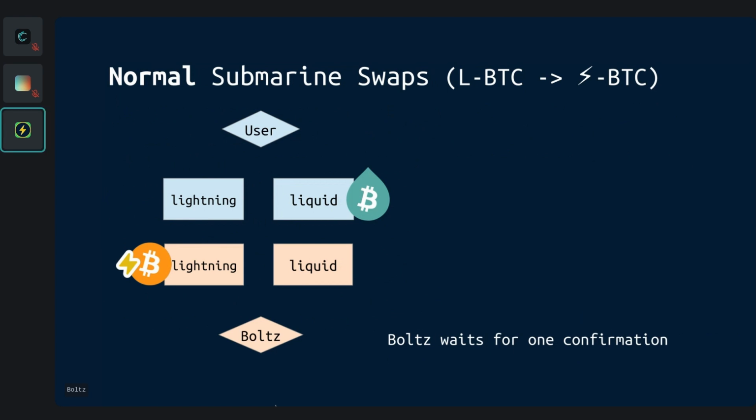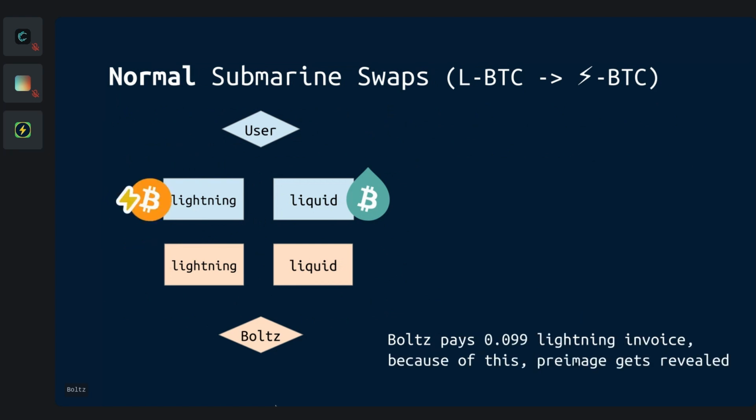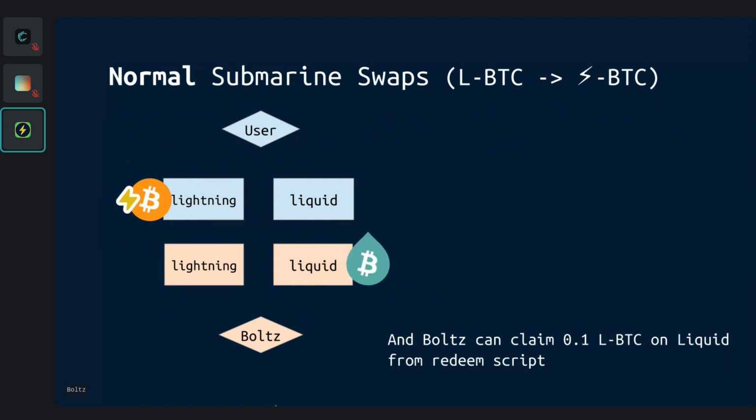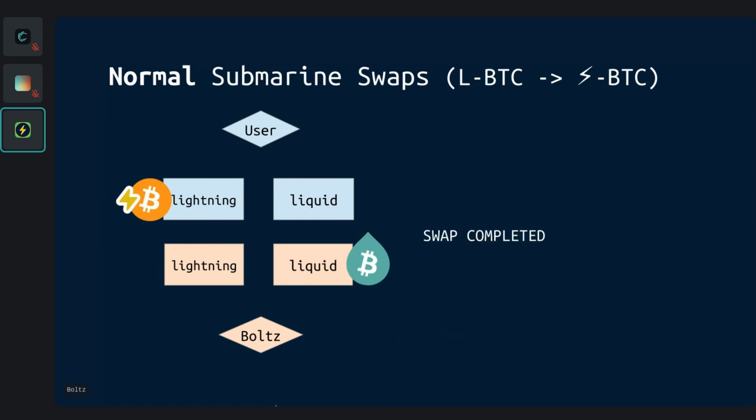And Boltz, we decided to wait for one confirmation to be safe, and pays the 0.099 Lightning invoice. Because of paying the Lightning invoice, the pre-image gets revealed. So if the user wants to redeem, so to speak, the Lightning payment, the user has to reveal the pre-image. And Boltz then can use that pre-image to claim the previously locked up 0.1 liquid Bitcoin on the liquid chain from the redeem script. That is the very last step and the swap is completed.